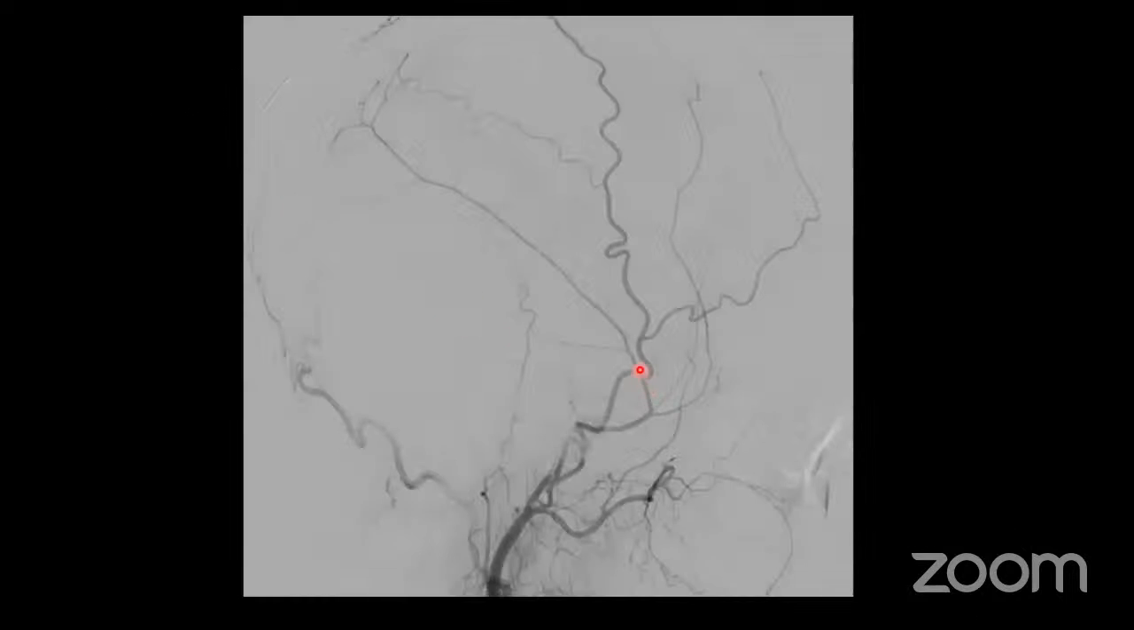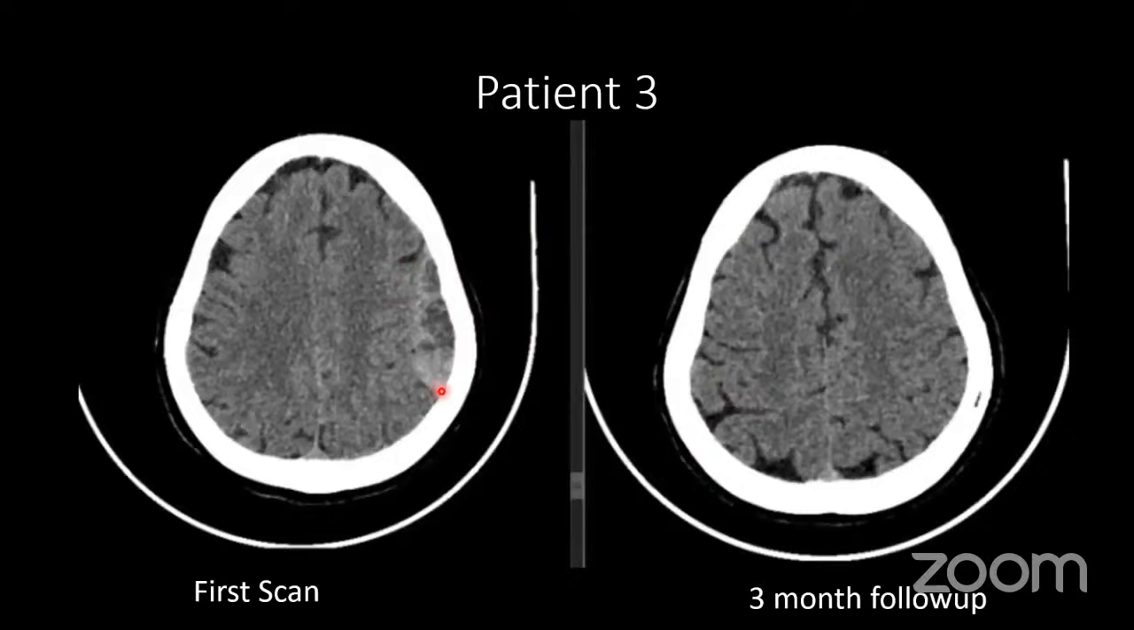Now, third patient, the complaint was headache. Middle meningeal artery was larger in size. This was the subdural collection. Third month, it became normal. Fourth patient, left-sided weakness, headache.